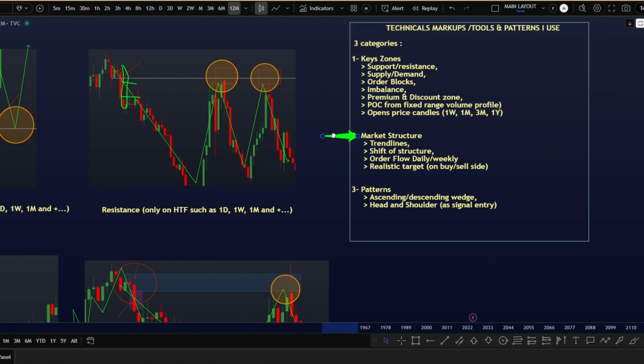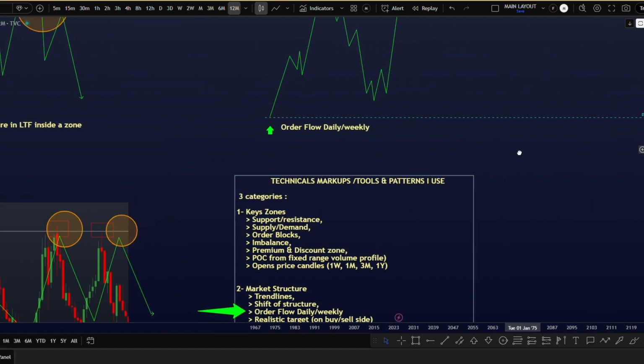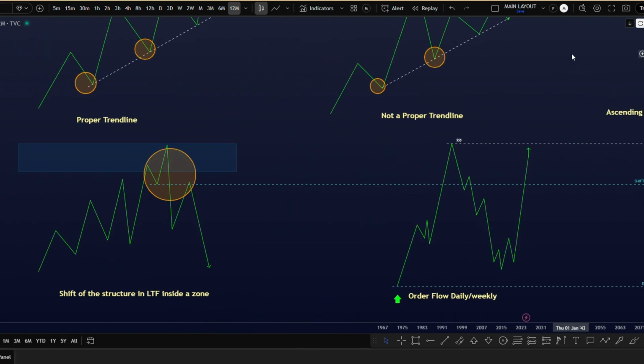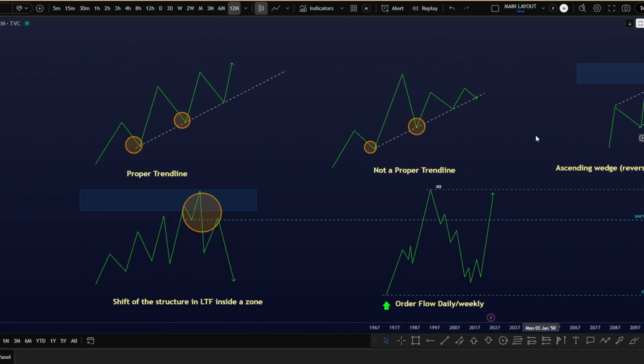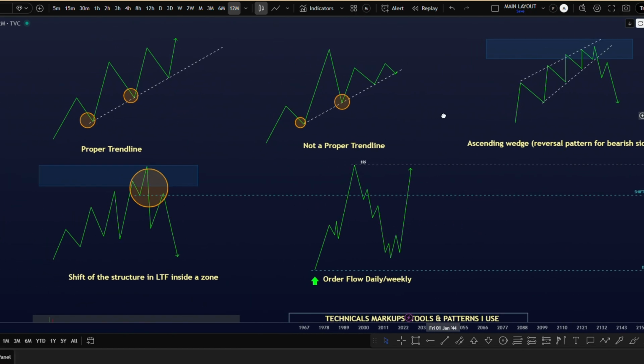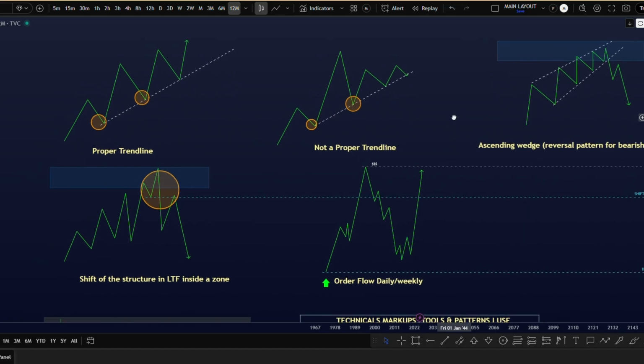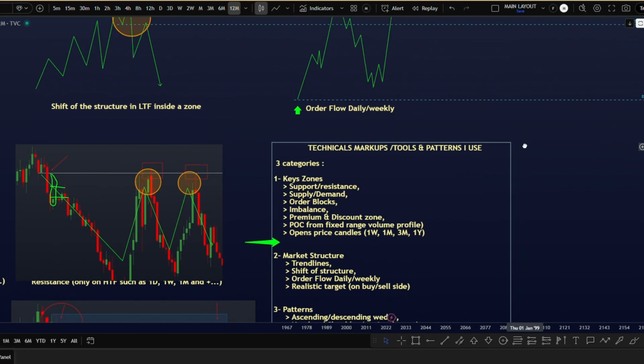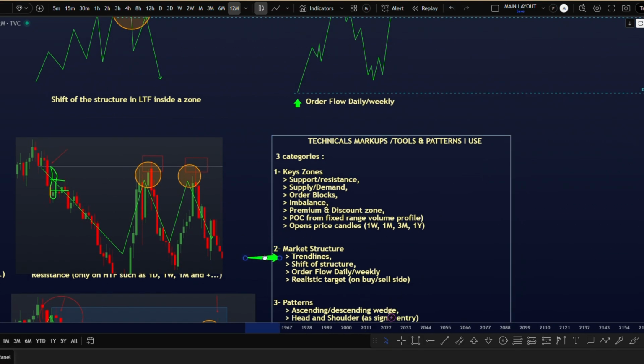The second category is the tools I use for market structure. Okay, I have some diagram here. So, talk about trend line. I like to use shift in structure or the flow in daily and weekly, and a realistic target.